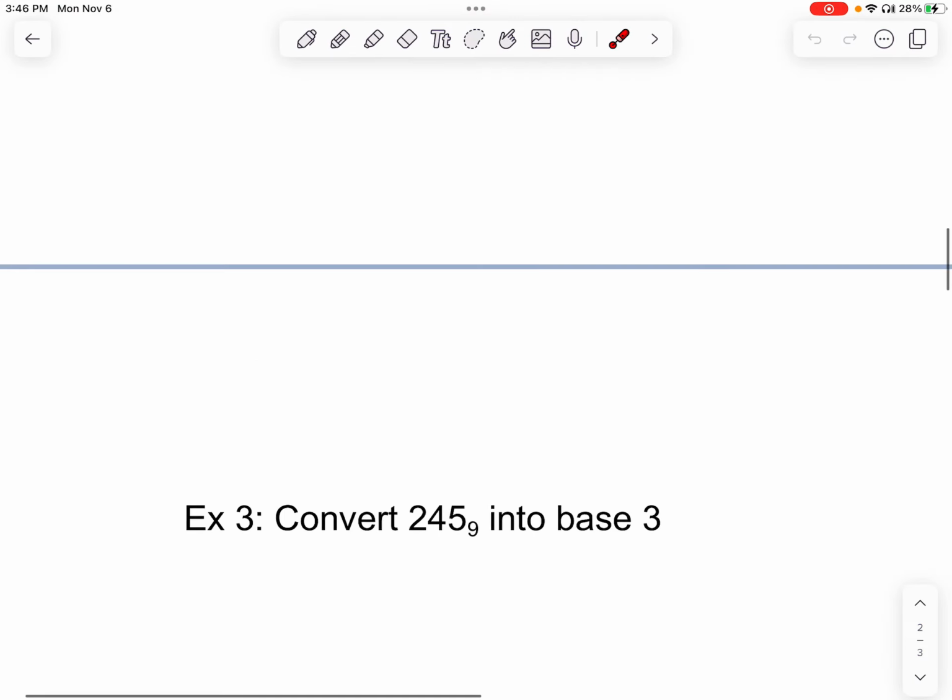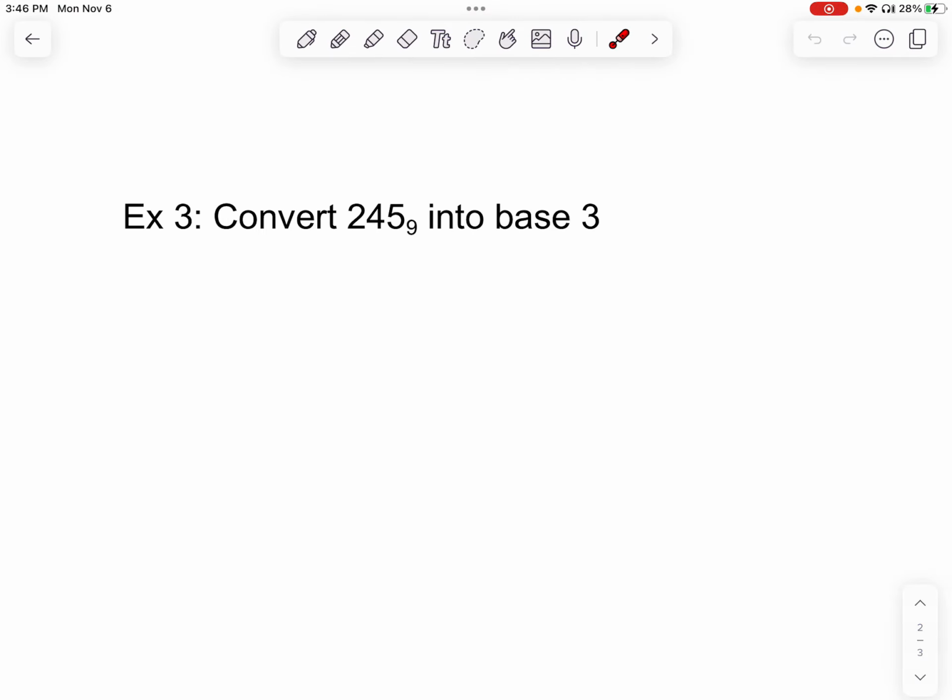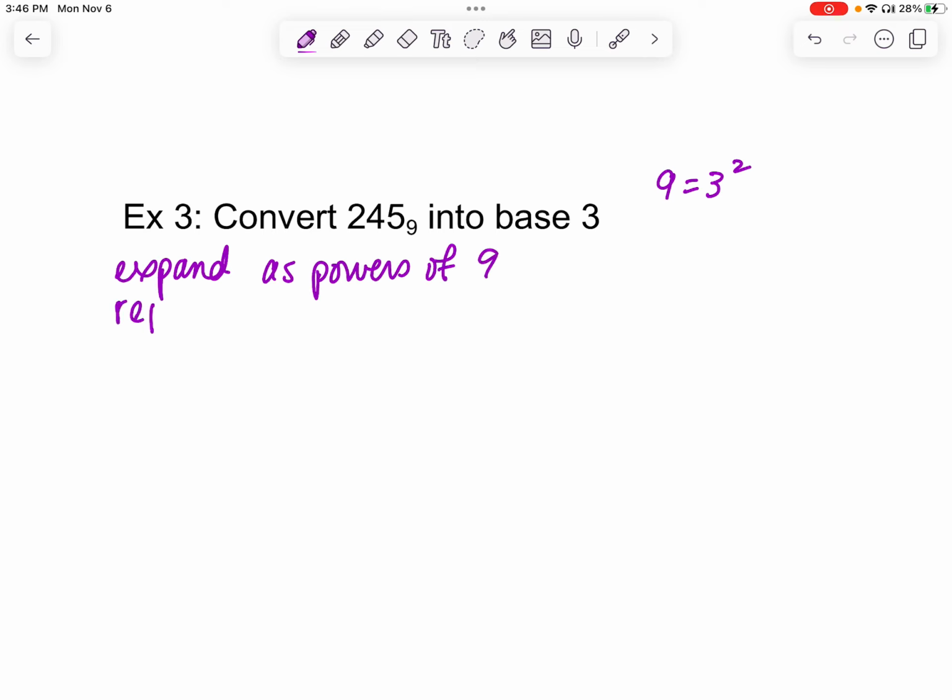Okay, so next problem here, we want to convert 245 base 9 into base 3. Now the reason why I chose this problem is because when we look at 9, 9 is equal to 3 squared. So what we can do here is expand it with base 9s. Okay, so expand as powers of 9, and then we can replace 9 with 3 squared.